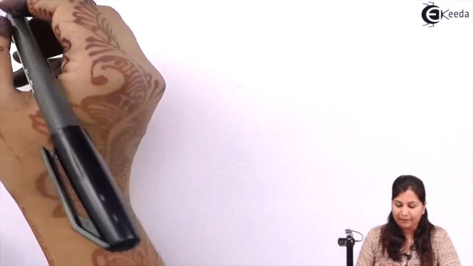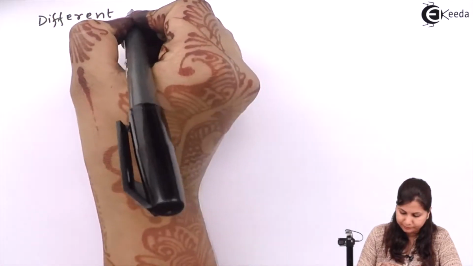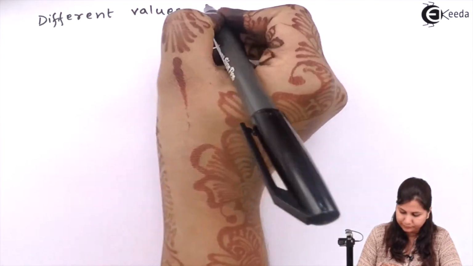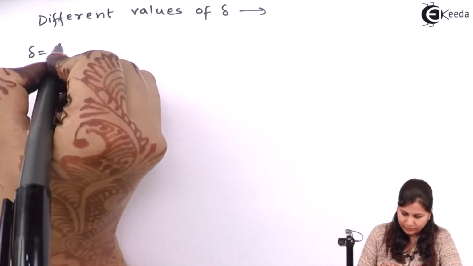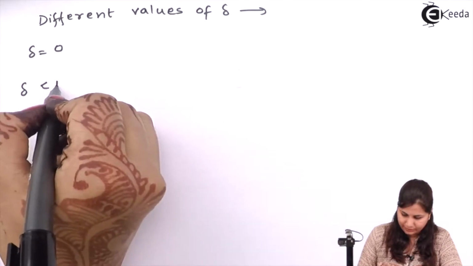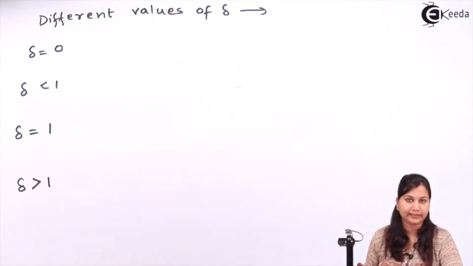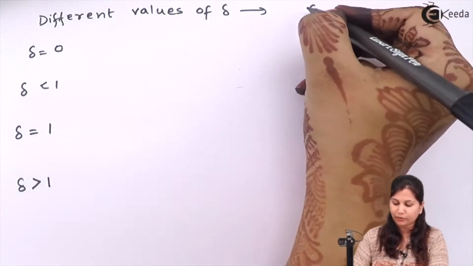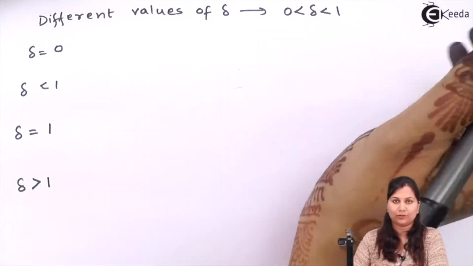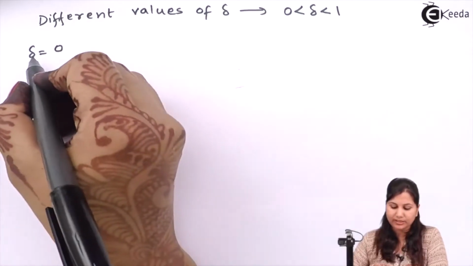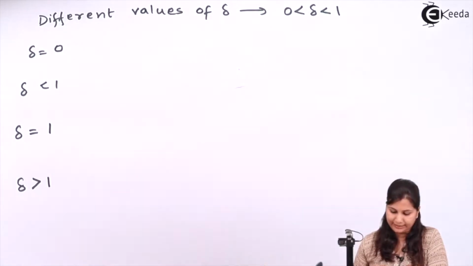So we will have different values of del. Del is equal to 0, del is less than 1, then del can be equal to 1, and del can be greater than 1, because we know that the value of del can lie between 0 and 1. So we have four values. Del can be equal to 0, it can be less than 1, equal to 1, and greater than 1.